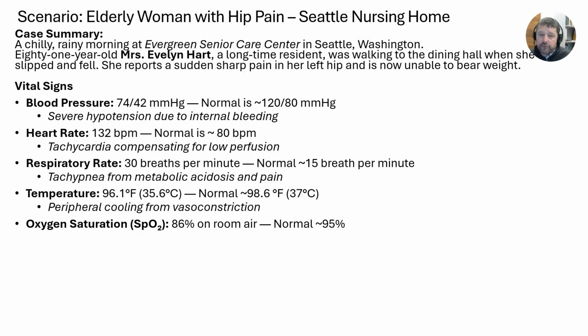Let's look at oxygen saturation. Again, low, 86% on room air. So normal is somewhere around 95. You know, this give and take depending on the individual, depending on the elevation, depending on where it occurs, but still nonetheless lower than you would expect. Okay, this is hypoxia, and could be due to poor perfusion or low perfusion.